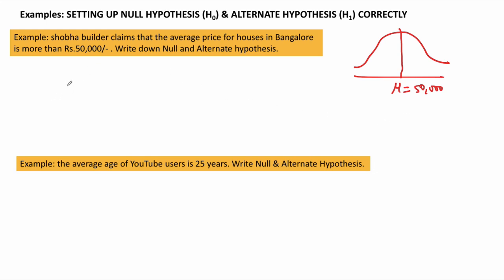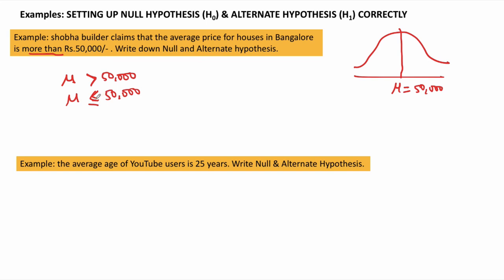Now what we need to write? We should write either mu, the average value, may be more than 50,000, or mu may be less than or equal to 50,000. Correct? It may be 50,000 or less, or it may be 50,000 or more. Clear? So here it is mentioned more than 50,000. So I am writing more than 50,000 and less than or equal to 50,000. These are the two equations, or I will say inequations, I have made.